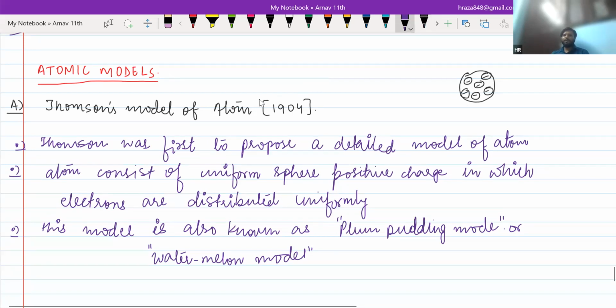So what is Thomson's model? He says that the atom consists of a uniform sphere with a positive charge in which electrons are distributed uniformly. And this model is basically known as the plum pudding model. Please write it. And then you will write a topic: drawbacks. Drawbacks are very important. Why did it fail? What are the drawbacks of this? And I think you have studied about this in class 9th also.